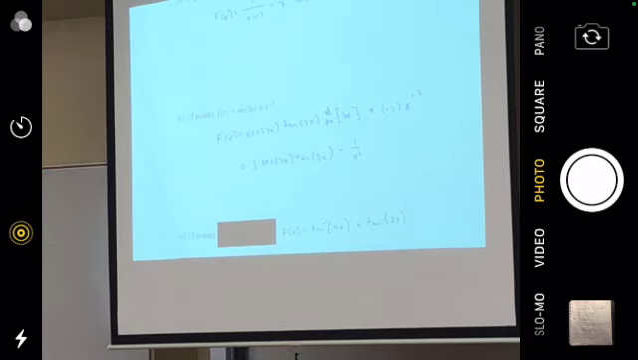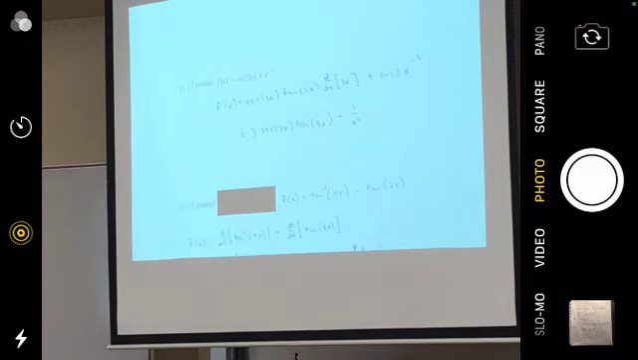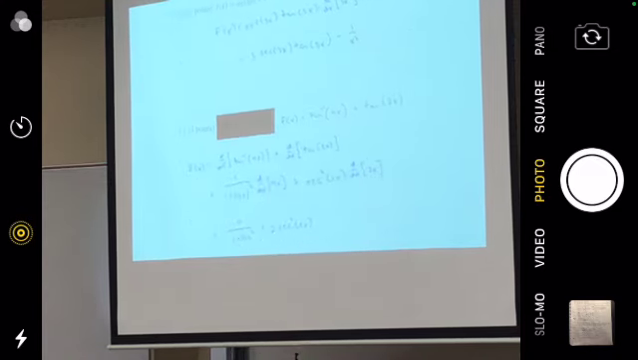1 over x squared plus 1 plus x squared. Yeah. What about the derivative of tangent? Secant squared. Alright. So I can take these separately. The derivative of inverse tangent is 1 over 1 plus my input squared.